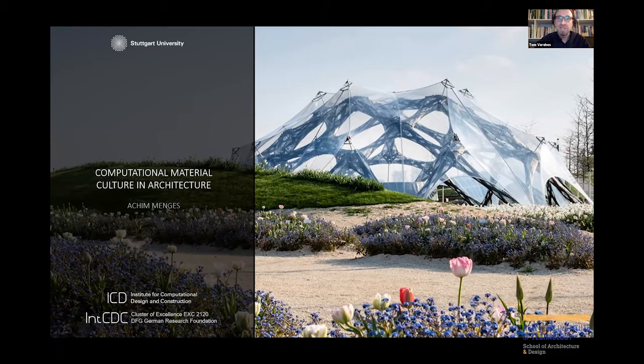The focus of Achim Menges' practice and research is on the integrative development of computational design methods, robotic manufacturing and construction processes, as well as advanced material and building systems. His work has received many international awards. He's been published and exhibited worldwide and formed part of several renowned museum collections, among others, the permanent collection at the Centre Pompidou in Paris and the Victoria and Albert Museum in London. Professor Menges' presentation is titled Computational Material Culture in Architecture. Welcome, Achim.